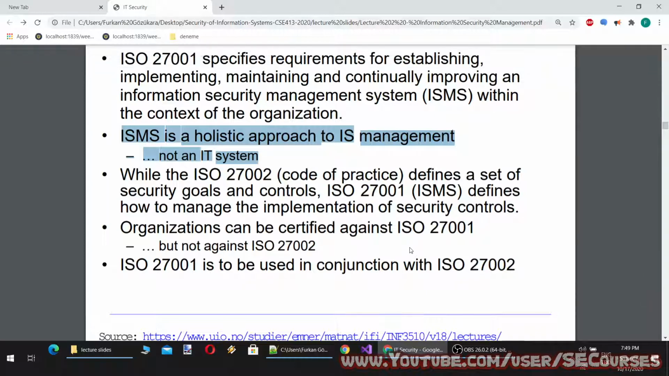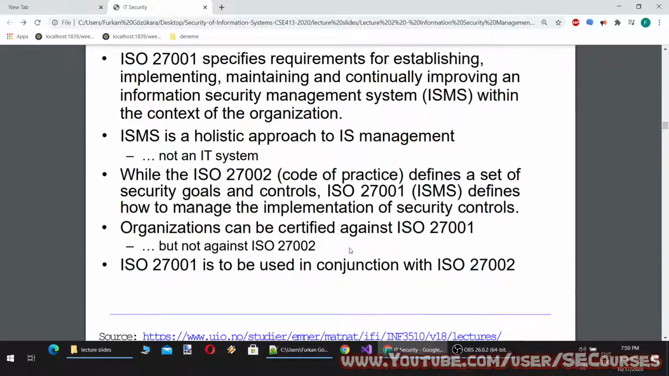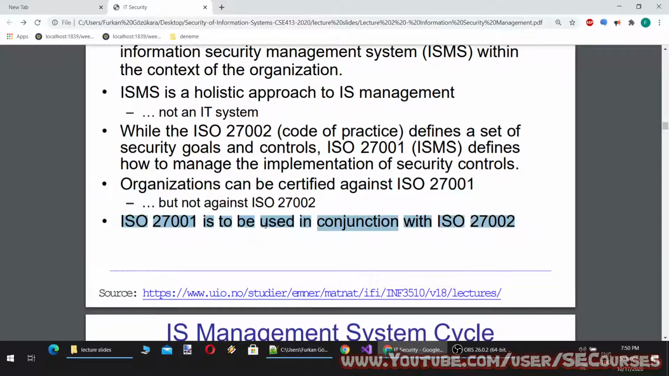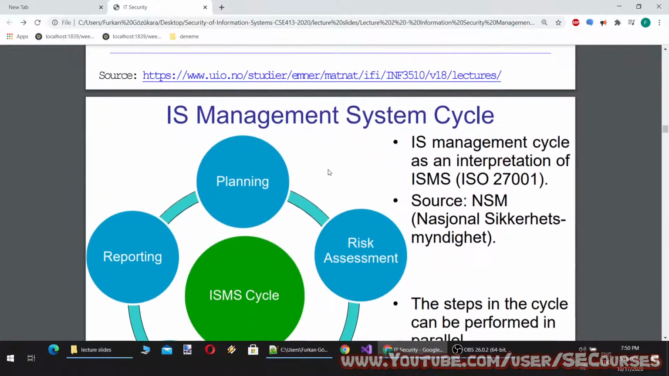ISMS is a holistic approach to information security management, not an IT system. While the ISO 27002 Code of Practice defines a set of security goals and controls, ISO 27001 ISMS defines how to manage the implementation of security controls. Organizations can be certified against ISO 27001, but not against ISO 27002. ISO 27001 is to be used in conjunction with ISO 27002.